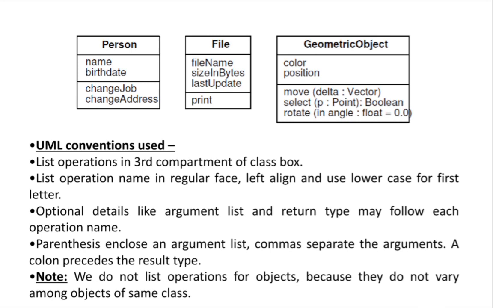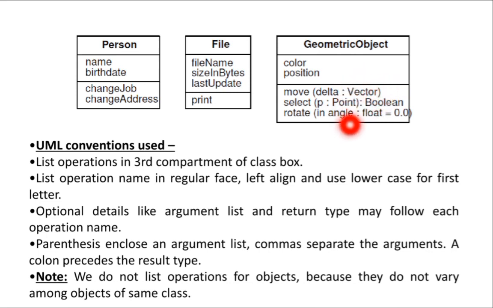One more important thing: parentheses enclose an argument list. Argument list arguments are included within the parentheses. If you have too many arguments, you should separate the arguments with commas. Here we have only one argument, that is delta, point, angle, we don't have a second argument here. If you have a second argument, you should separate it with a comma.